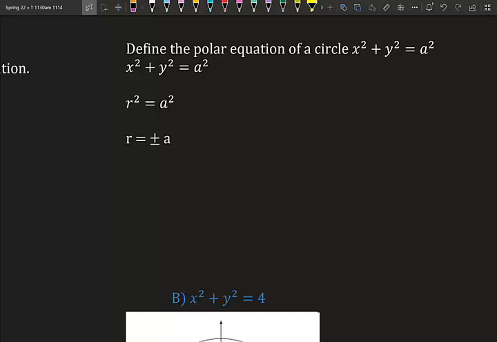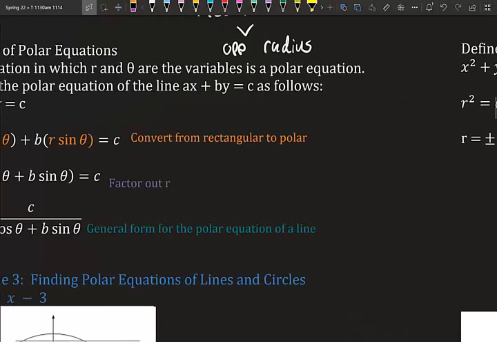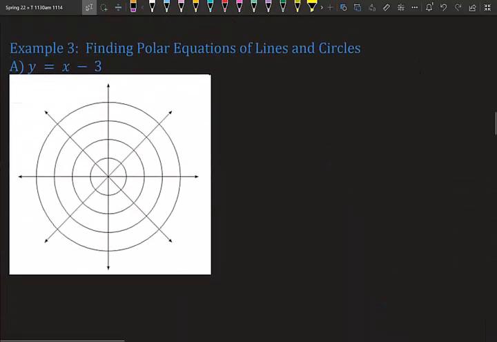Define the polar equation of x squared plus y squared equals a squared. So x squared plus y squared equals a squared, r squared equals a squared, and then r would be plus or minus a. We're going to use all of this. So find polar equations of lines and circles, and we're also going to graph it.